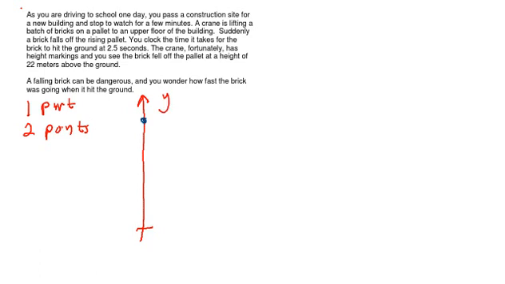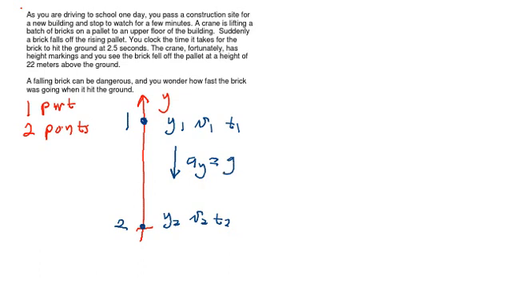The initial position of the brick when it falls is at the top. We'll call that point number 1. And then point number 2 is where the brick is when it hits the ground. We'll have our variables y1, v1, and t1, and then y2, v2, and t2. And then between those 2 points, the brick is only influenced by gravity, and so the acceleration of gravity is downwards, and that will actually be negative in the coordinate system that we picked.